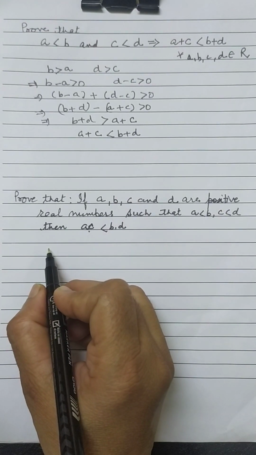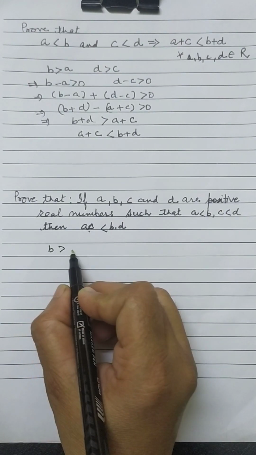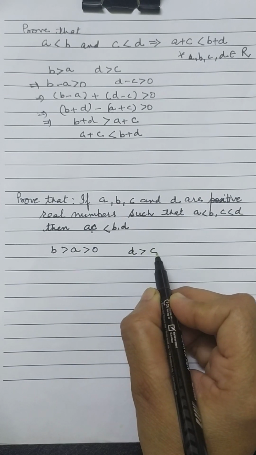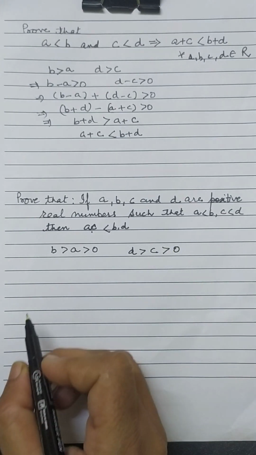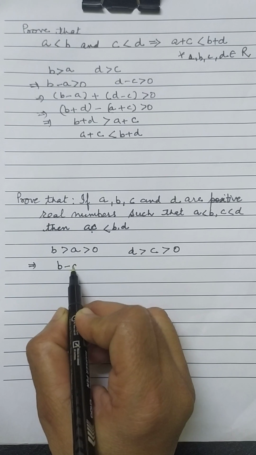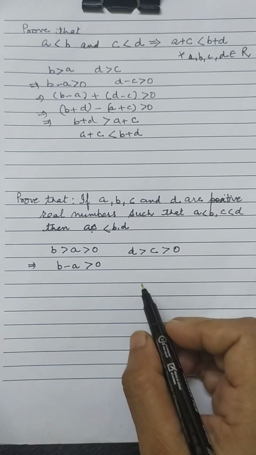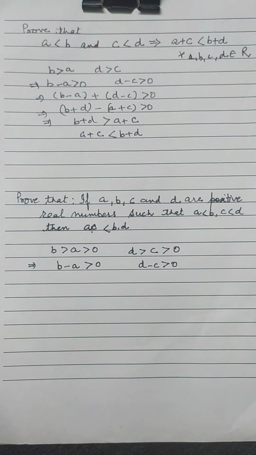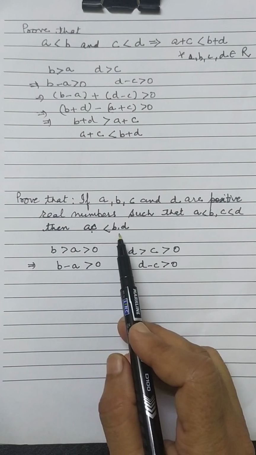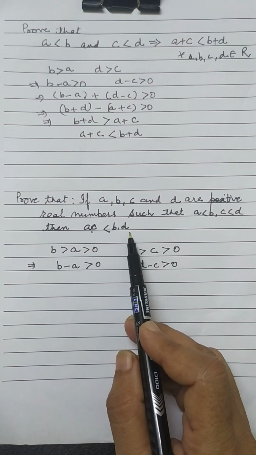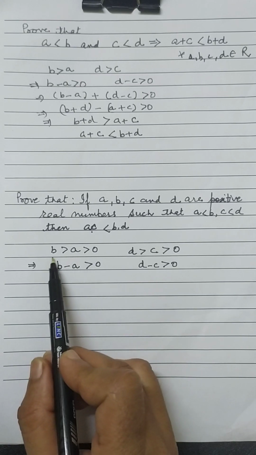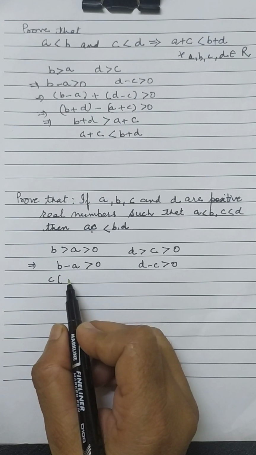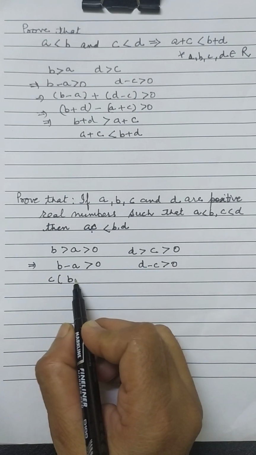So I can write it as b > a > 0. Similarly here d > c > 0. So this implies that b − a is positive, d − c is positive. Now you have to prove that the multiplication ac is less than bd. So I will multiply this inequality with c, then it is not making any difference because c is a positive number.